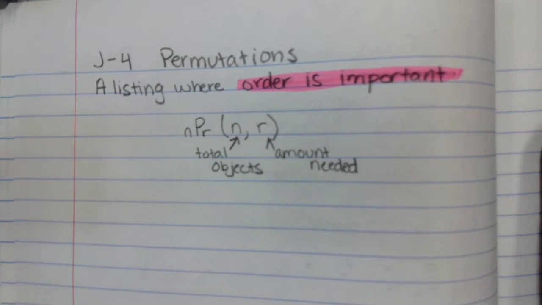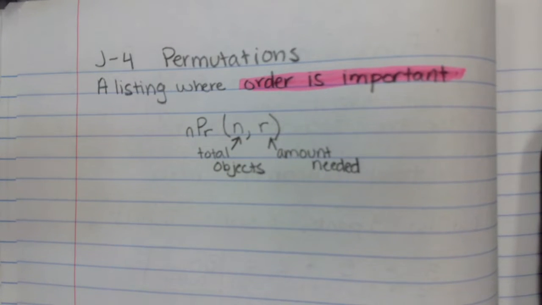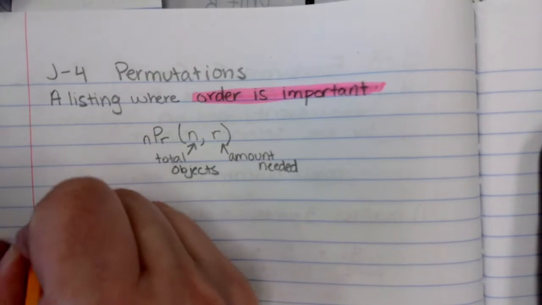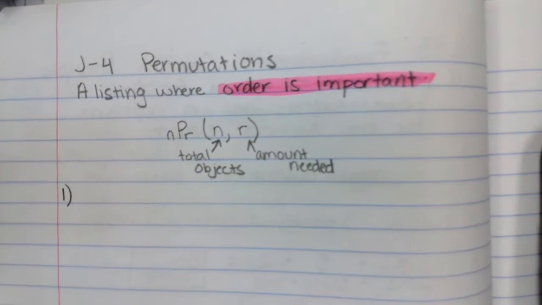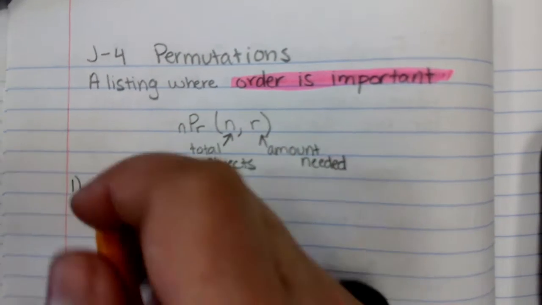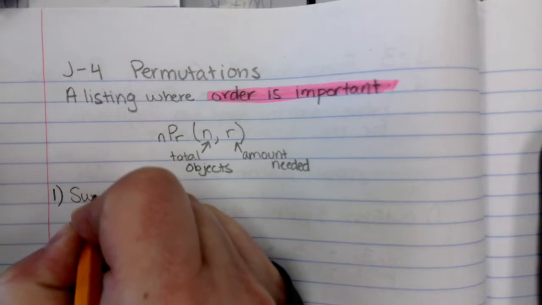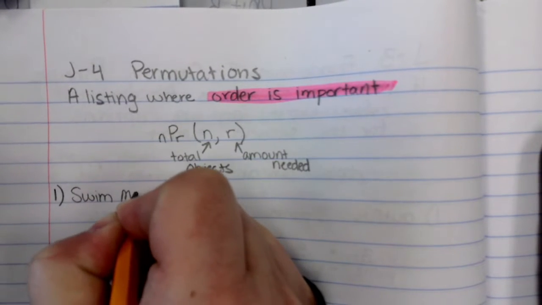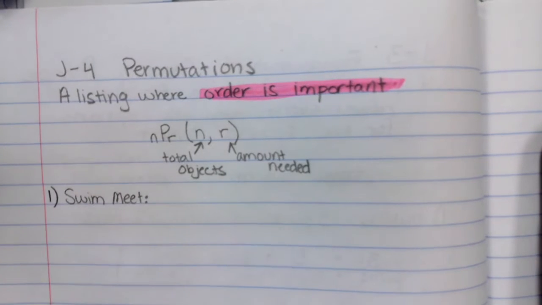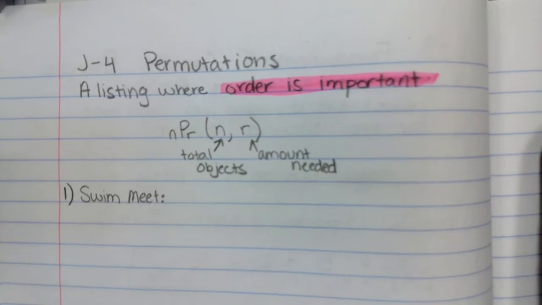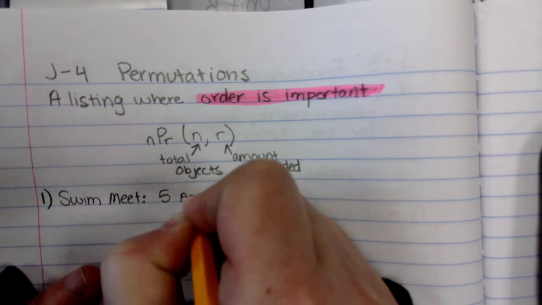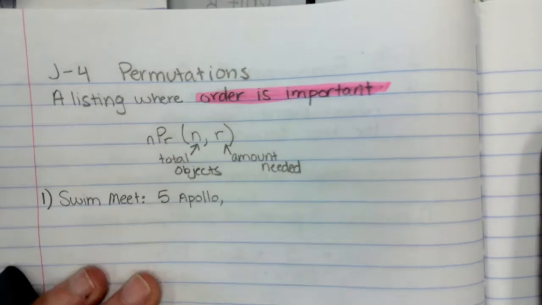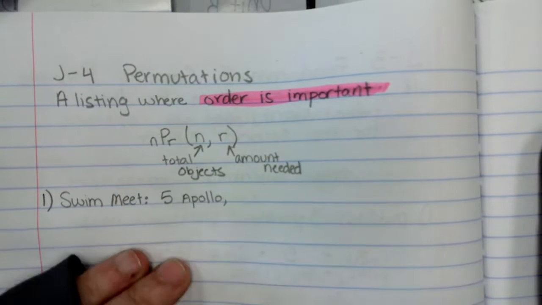Alright, so we're going to do 2 examples with this. We're going to do some probabilities with this today. But in step number 1, we're going to pretend that we are at a swim meet. At a swim meet, we're going to have 5 swimmers from Apollo, 3 swimmers, and 7 swimmers from Sartell.